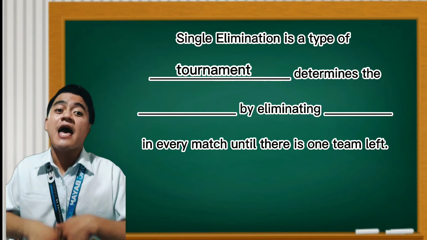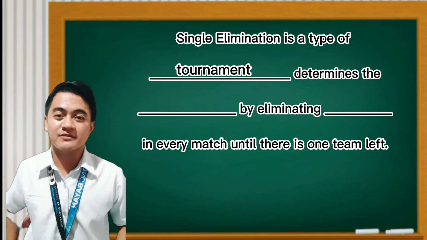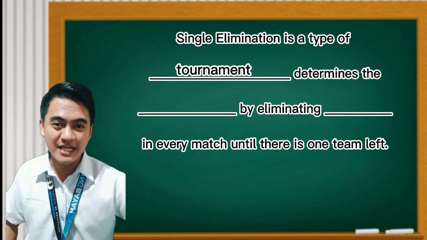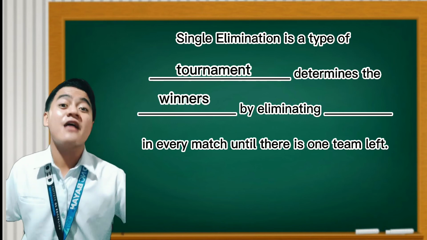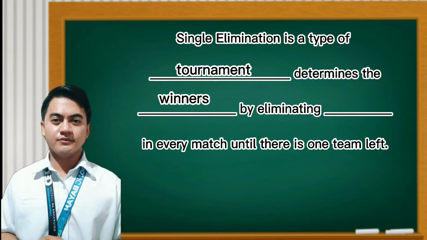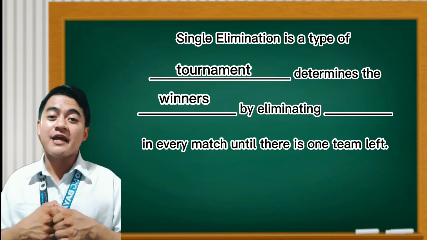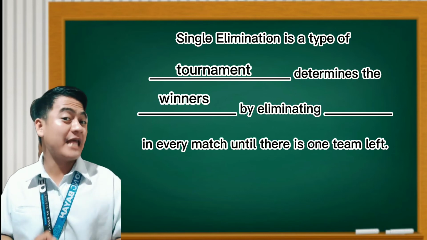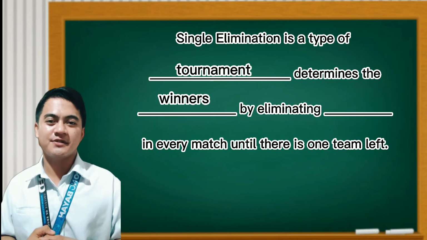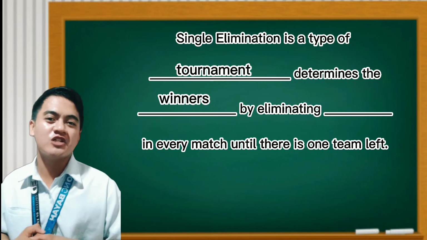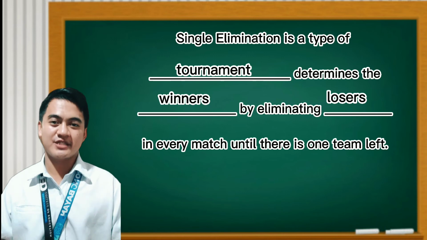That determines the blank. Anyone? Yes, Paolo. Yes, that is winner. Correct. Thank you, Paolo. So single elimination is a type of tournament that determines the winners. Next is by eliminating the blank in every match until there is one team left. So anyone from the class who wants to answer? What do you think is the answer? Yes, Janina. Yes, correct. That is losers.